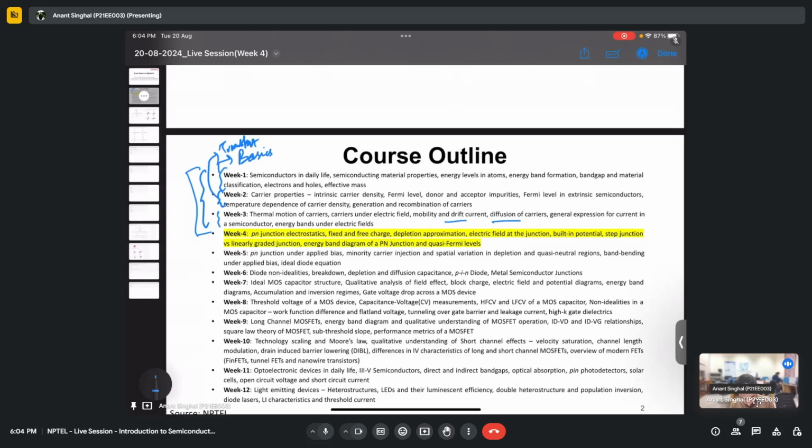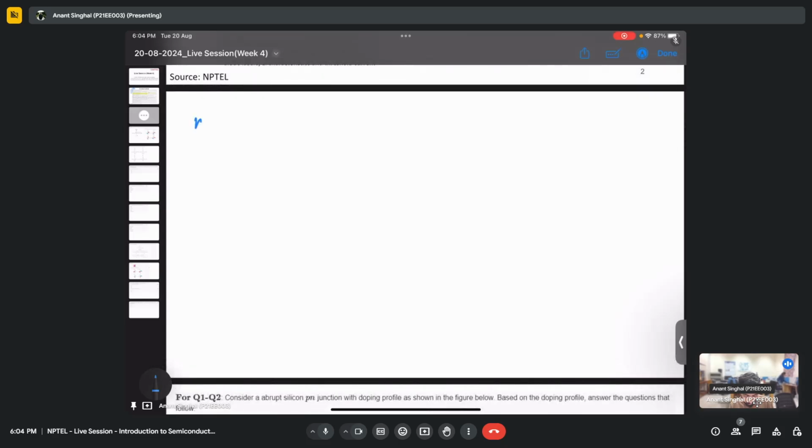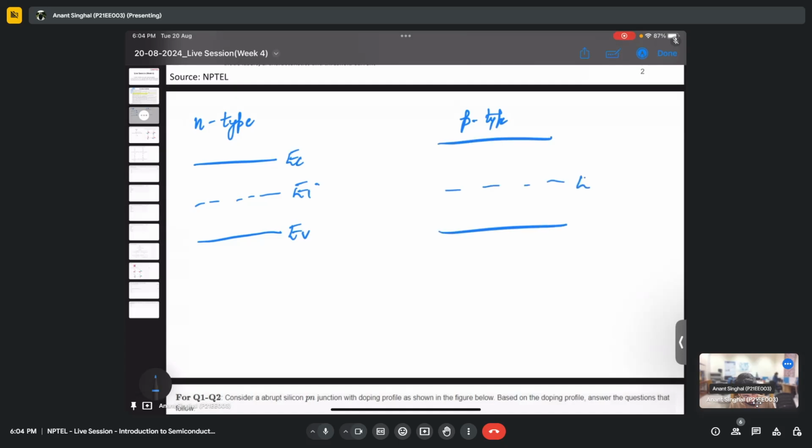So in short, let me summarize. We have different types of semiconductors such as N type and P type, and we have read about the band diagrams. In the band diagram we have EC, EV, and an intrinsic level in between. Similarly, we have the same for P type, that is EC, EV, and the intrinsic level. For N type semiconductors, we know that the Fermi level lies closer to the conduction band. And for P type semiconductors, the Fermi level lies closer to the valence band.